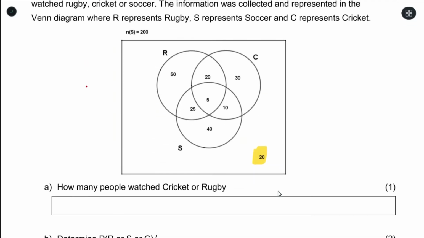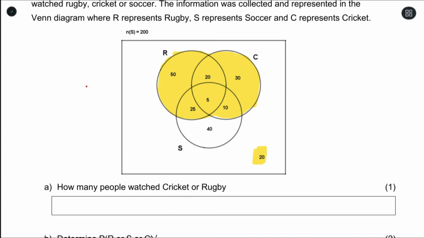So now, if you're trying to figure out the number of people that watch rugby or cricket, it is everyone in the circles for rugby or cricket. So basically, if I shade this, let's say I shade it looking like this. Here, as you can see, even though I included some people in soccer, those guys in soccer also watch rugby or cricket.